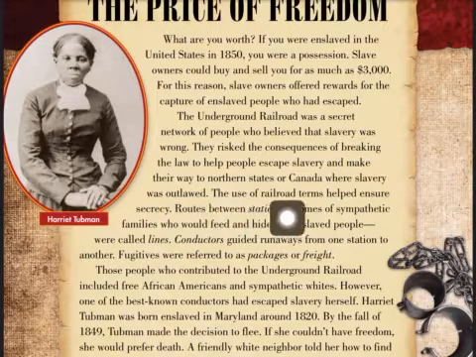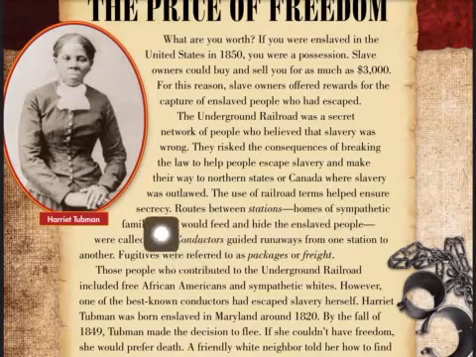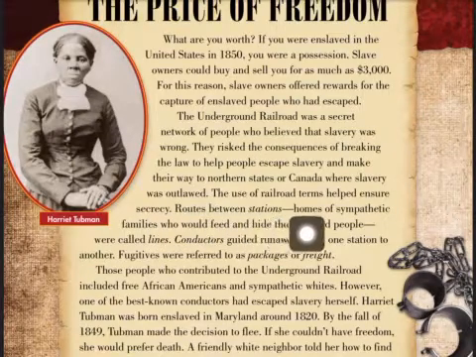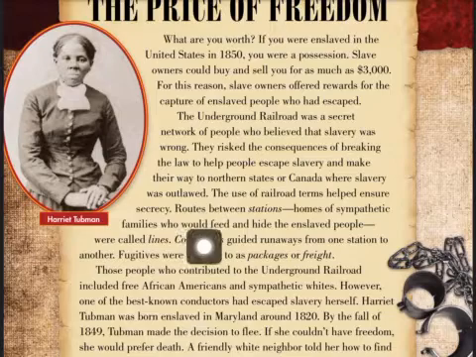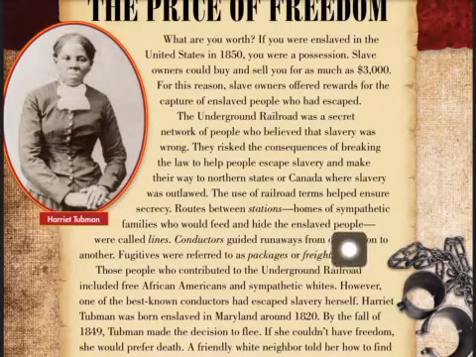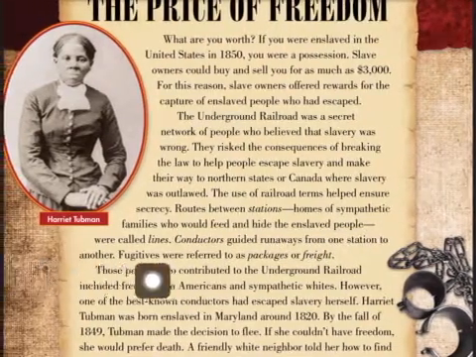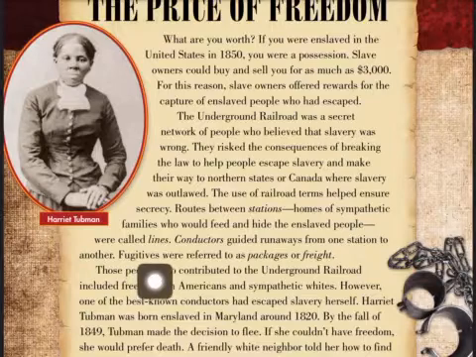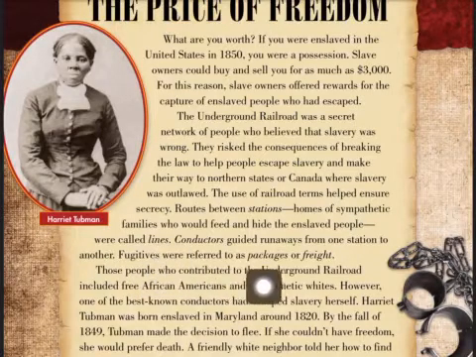The use of railroad terms helped ensure secrecy. Routes between stations, homes of sympathetic families who would feed and hide the enslaved people, were called lines. Conductors guided runaways from one station to another. Fugitives were referred to as packages or freight.